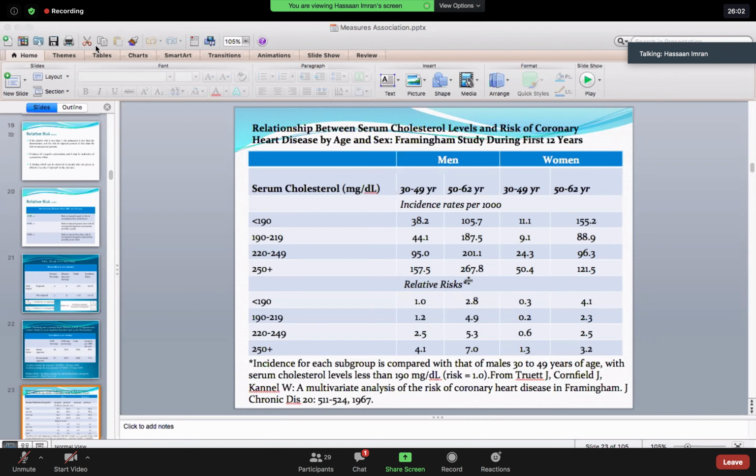And there is a very interesting factor among females here. If you just now see among men also, this particular age group was less vulnerable at cholesterol less than 190 as compared to 50 to 62 years of men. So as the age is advancing, the risk is also advancing, even at less than 190 milligram per decilitre. Otherwise there was no association between cholesterol and coronary heart disease till the age of 49, but as the age is increasing, the risk is also increasing.